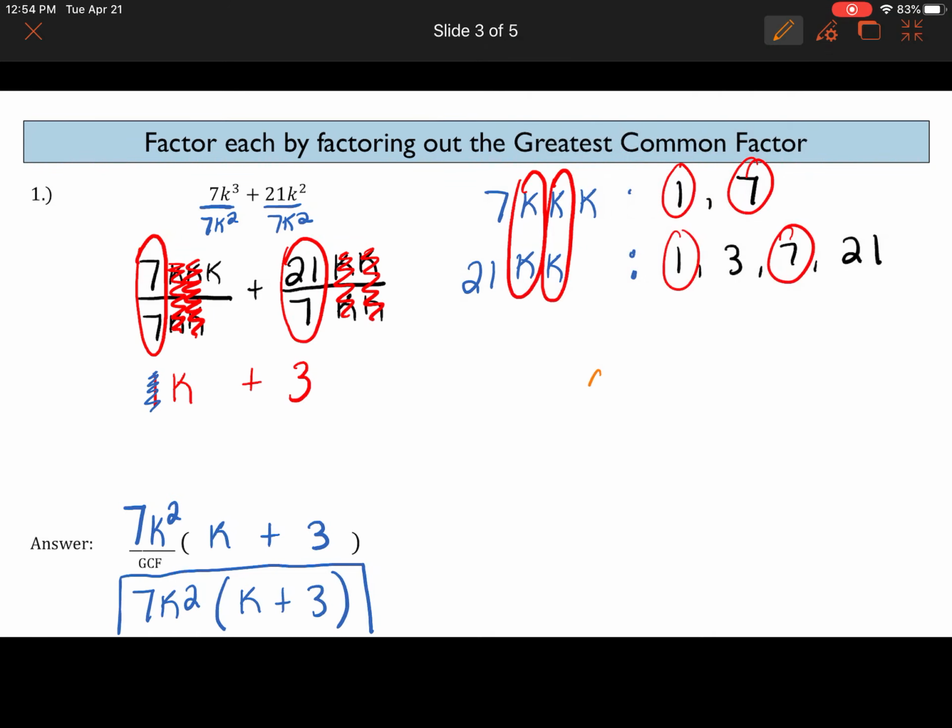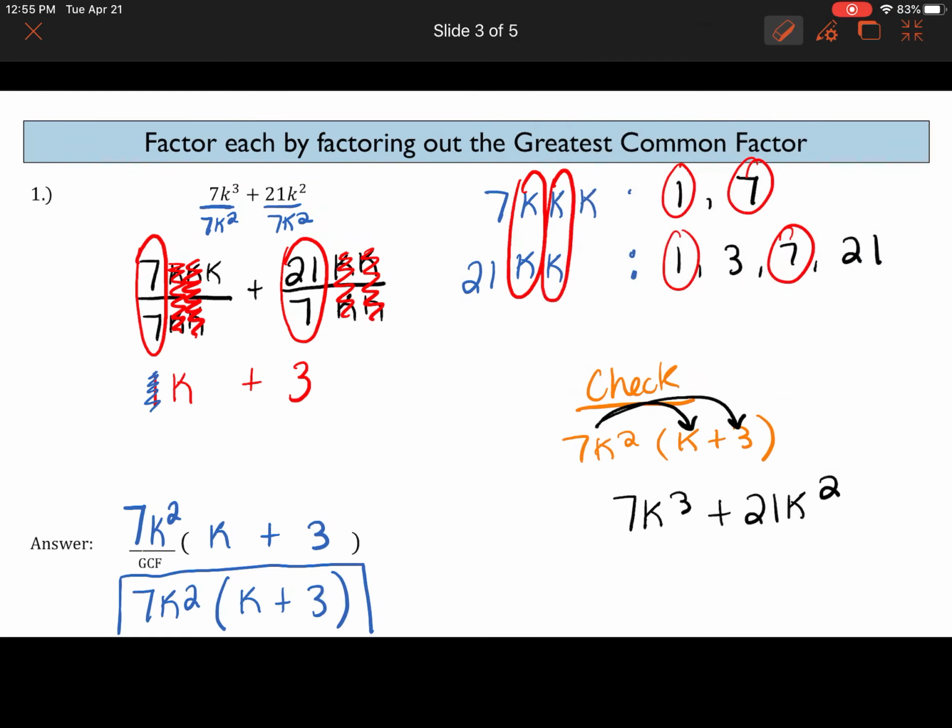And the way you could go about checking that, you don't have to do this, but if you want to make sure your answer is correct, you take your answer, 7k squared times k plus 3, and you distribute, just like we did in the do now. You go the opposite way. We multiply. 7k squared times k gives me 7k to the third. 7k squared times 3 gives me 21k squared. Isn't that what we were left with in the original problem? It should be. If it is, then your answer is correct. But just remember, this is your answer here.